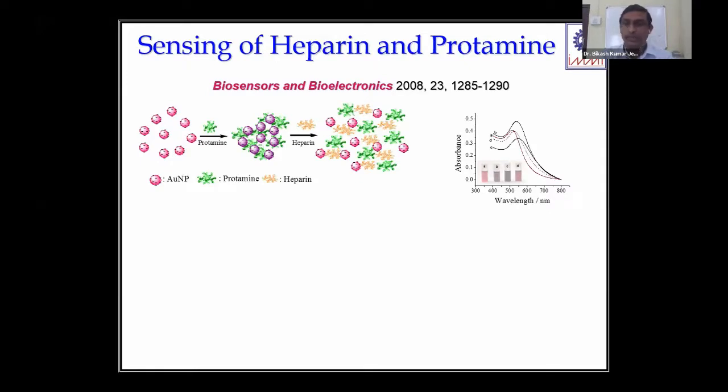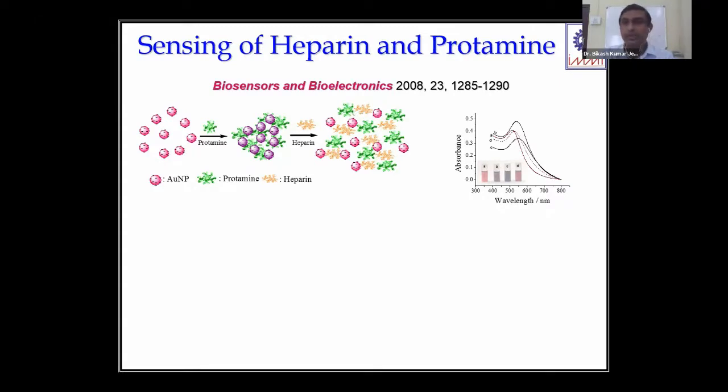It has a lot of SO3 minus groups. So it is very difficult to sense that molecule, because a lot of methods, electrochemical methods, have been tried, but this molecule could not get oxidized at a certain potential. That's why it is very difficult to sense that molecule.